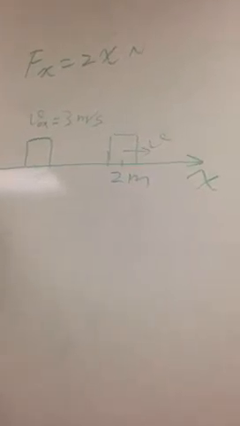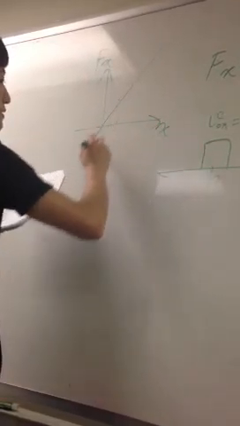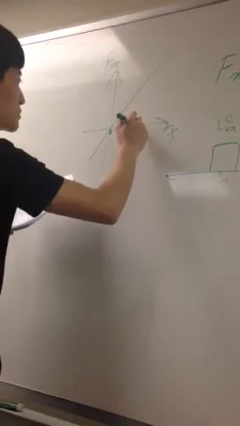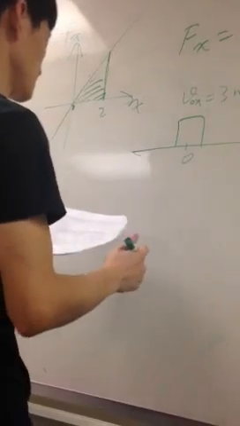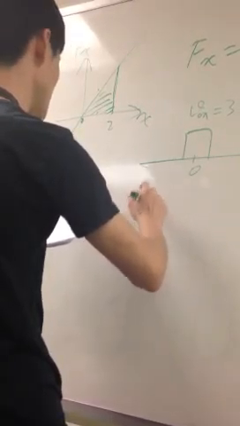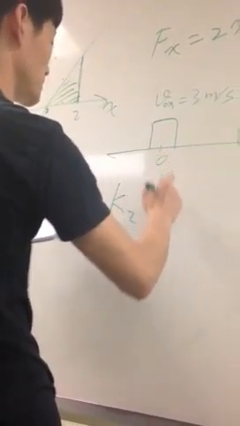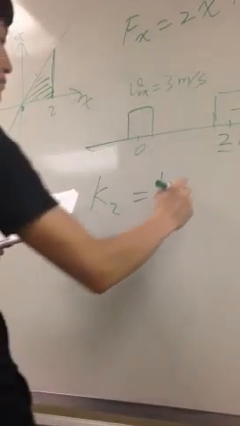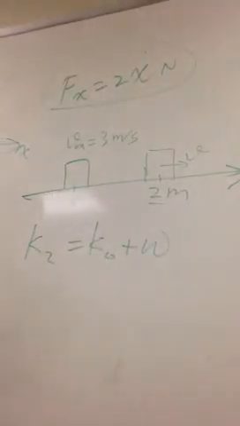So, it's the same thing. We need something like this: here is Fx, here is x. And we need to calculate the area from 0 to 2 here. Okay? So how you do it is, the kinetic energy at 2 meters should be equal to the initial one plus the work done by this force during this 2 meters, right?